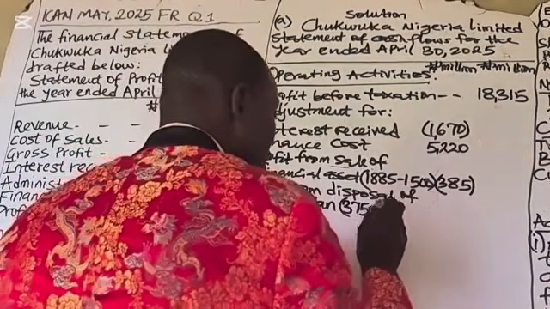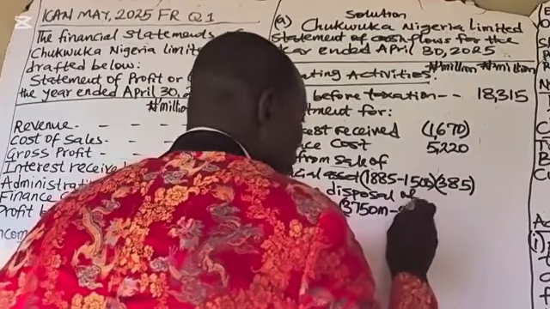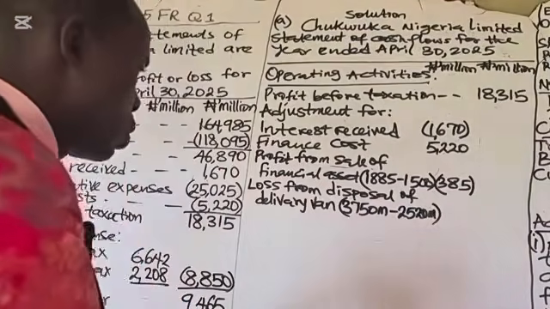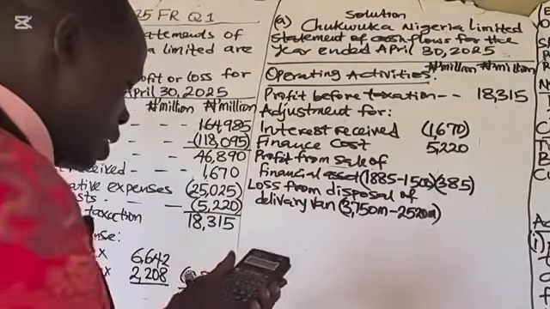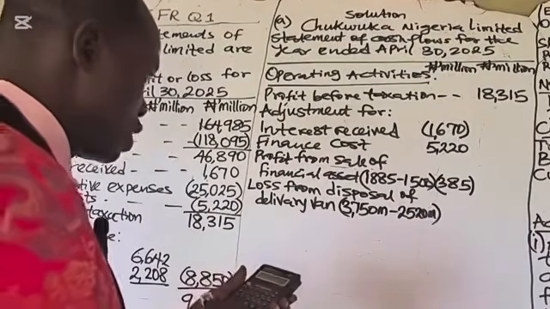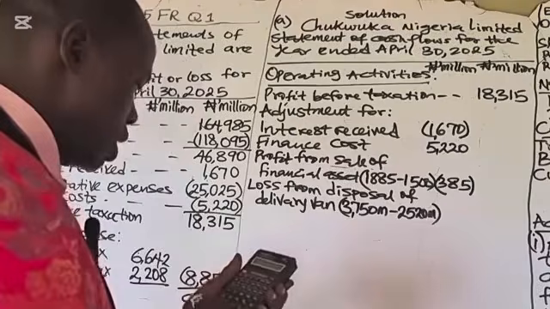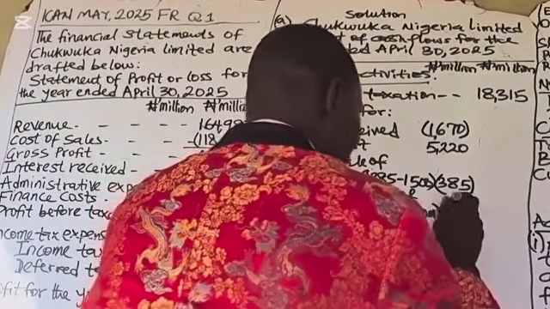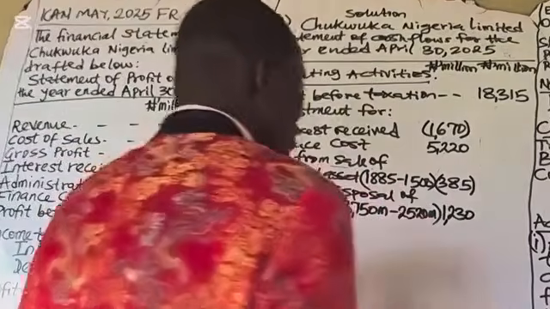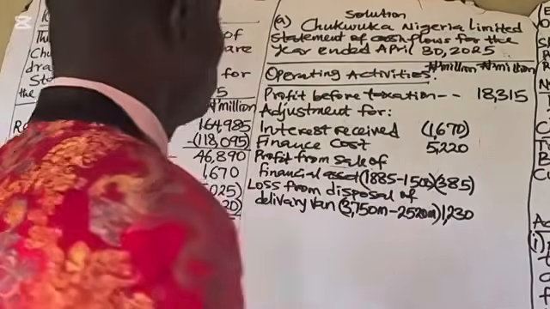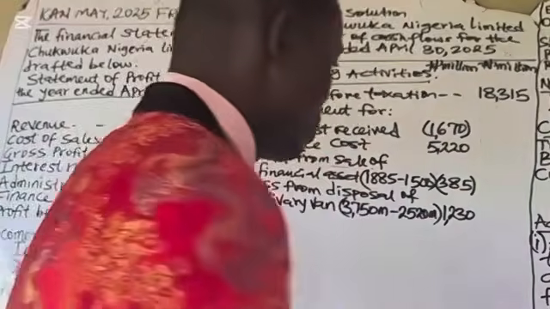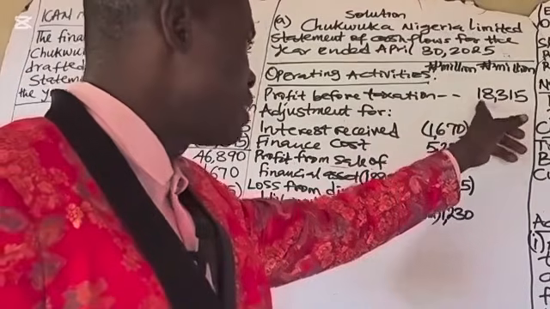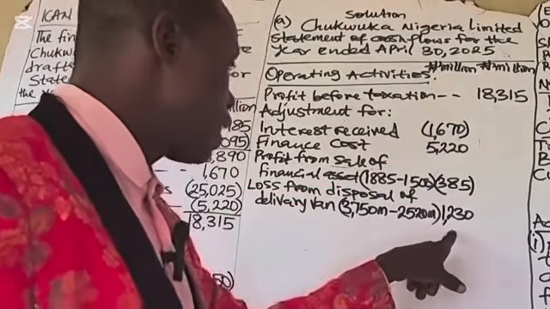And the proceed is 2,520 million, leading to a loss of 3,750 minus 2,520, so we have 1,230 million. We said the loss has reduced the profit before tax. Loss was treated as an expense, so that means the profit before tax has been reduced. That is why we are adding the loss back.